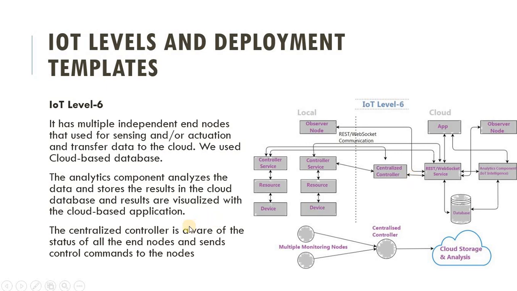The centralized controller is aware of the status of all the end nodes and sends control commands to the nodes. Here the centralized node is used to know the status of all the end nodes. If you want some action to be performed by the end nodes, the centralized controller gets the status of all end nodes, and as per the requirement, it sends the commands to the end nodes, and the end nodes perform some activity. So this is IoT level 6.